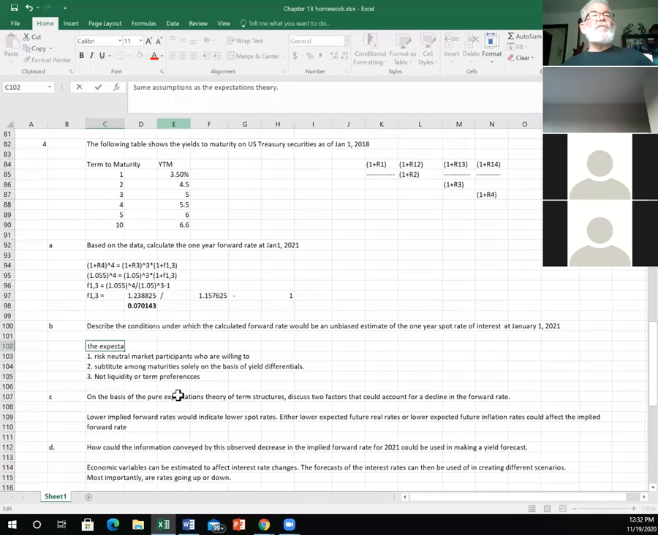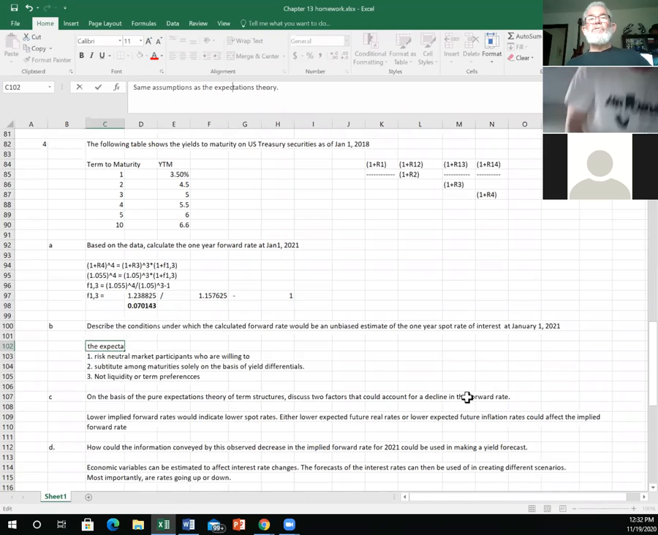Number 3, on the basis of pure expectation theory of term structures, discuss 2 factors that could account for a decline in the forward rate. Well, that could be just a change in interest rates going forward as interest rates fall. That would cause the forward rates to drop. Or lower inflation rates would do the same thing.